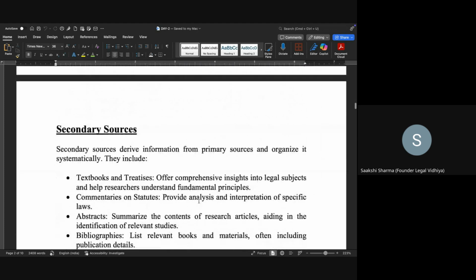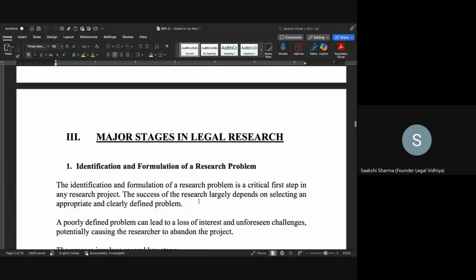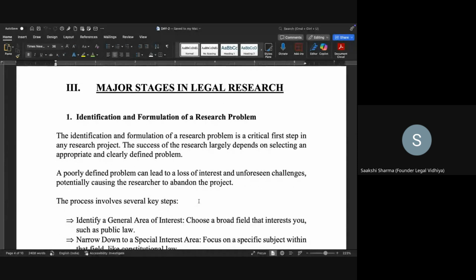Now, coming to the most important topic, I'd say, that is the major stages in legal research, and these are the stages that you use to write your research paper. This is just a gist of it because, due to time constraints, we cannot go into explaining every topic. But if you do wish to understand each and every topic, I'll also be sharing this particular PDF, as well as a link to where you can read more about all these topics.